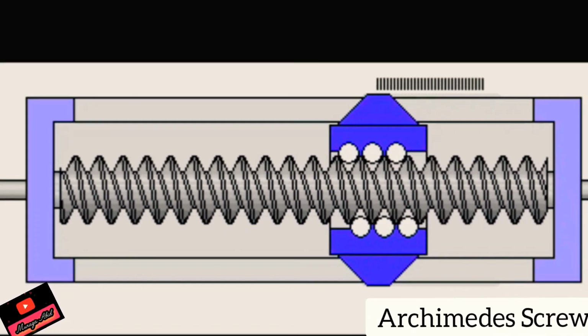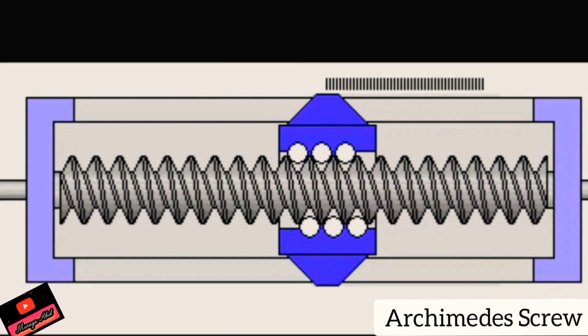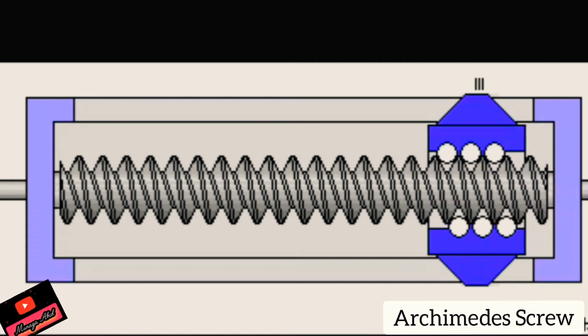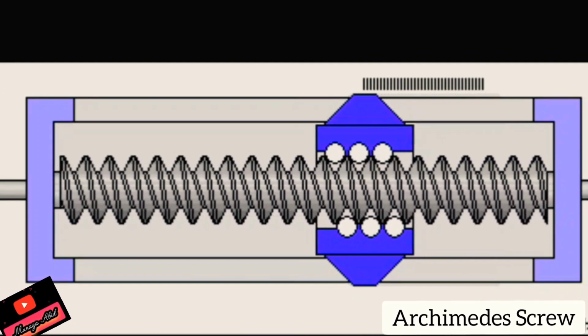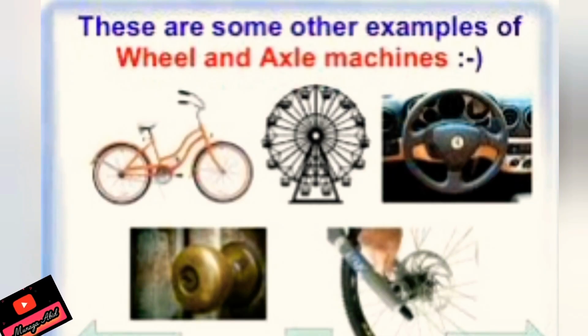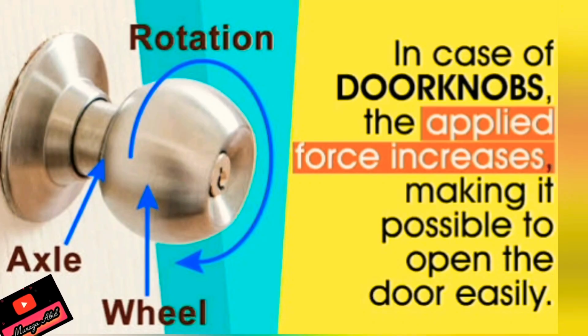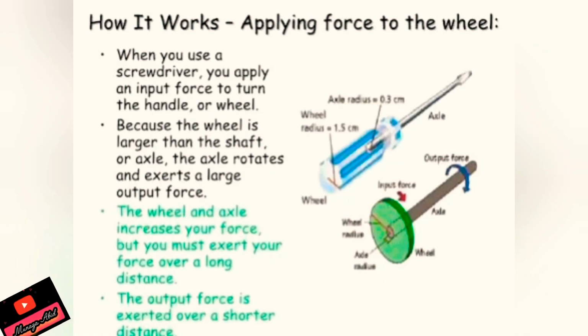This is a graphical representation of an Archimedes screw. See, you can see that it is moving and the cylinder shape is helping it out. Examples of wheel and axle are here. The axle moves a shorter distance but it takes greater force to move it. Examples are doorknobs, rotation you can see. In the case of doorknobs, the applied force is more. Okay, here the wheel and axle increases your force but you must exert your force over a long distance.